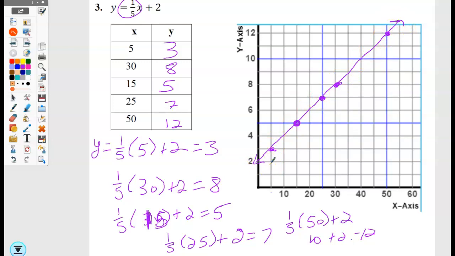So at this time, please do the check for understanding. The goal in that check is to make sure you get a 4 out of 5, at least. I'd like you all to get a 5 out of 5, but at the very least, get a 4 out of 5. And then your homework is 5.1J.